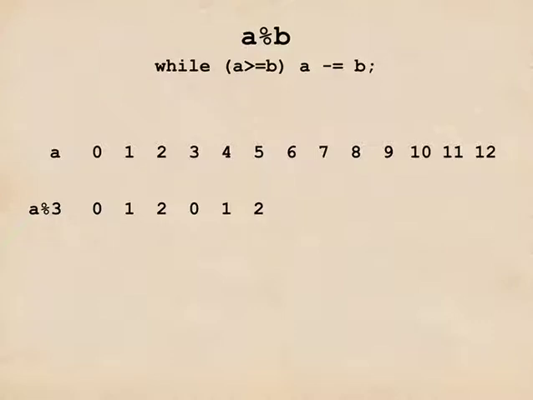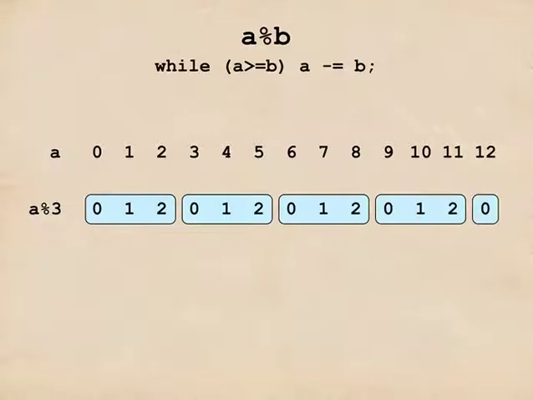Now we come to 6. Well, looking at the loop, 6 is greater than or equal to 3, so we subtract 3 from A, leaving us with 3. And that's still greater than or equal to 3, so we subtract 3 again, leaving us with 0. So 6 mod 3 is 0. And I'm sure you see the pattern. A mod 3 gives us a never-ending repeating cycle of the numbers 0, 1, and 2. We can even group them together visually like this.